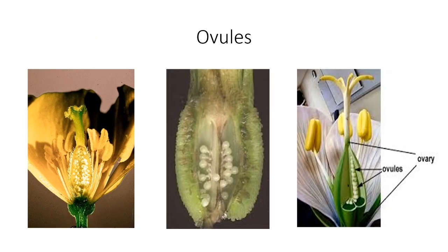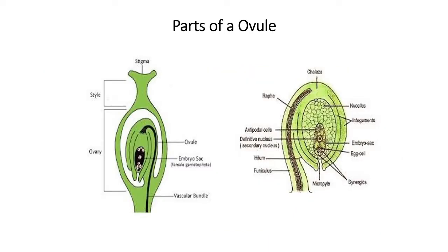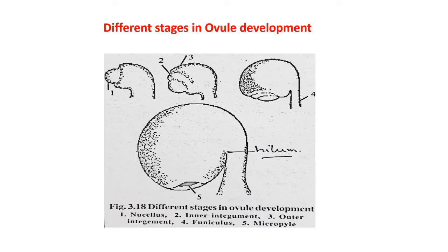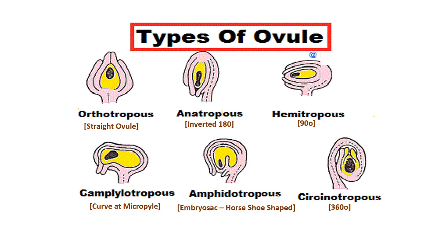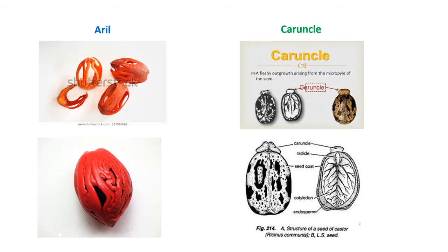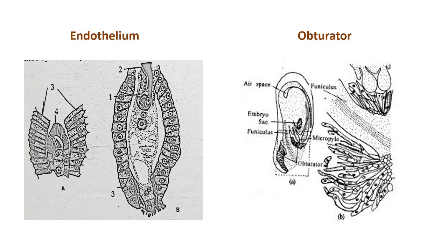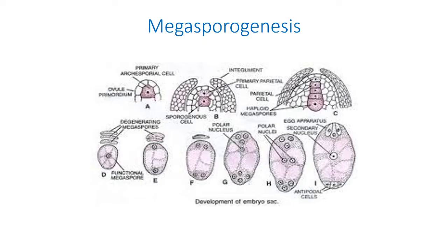So, in our last class, we saw what are ovules, where are they present, how these ovules develop inside the ovary, different stages in ovular development, and types of ovules in angiosperms, and the structures which are concerned with the ovules, the extra ovular growth such as aril, caruncle, and endothelium, obturator, etc. Today we will see megasporogenesis.